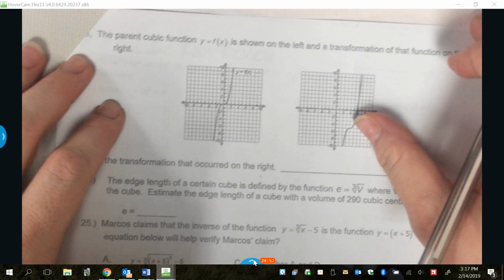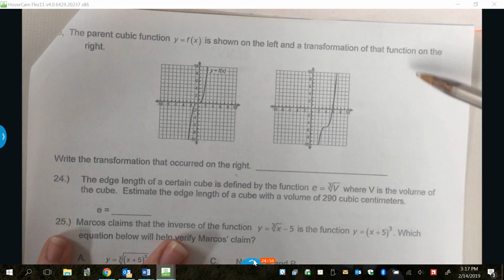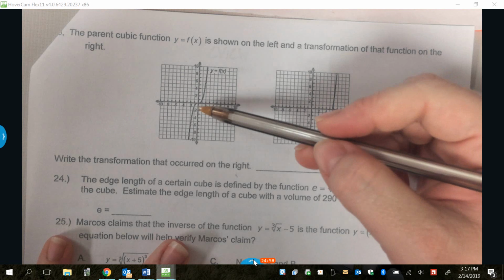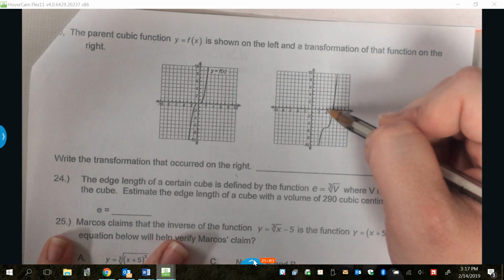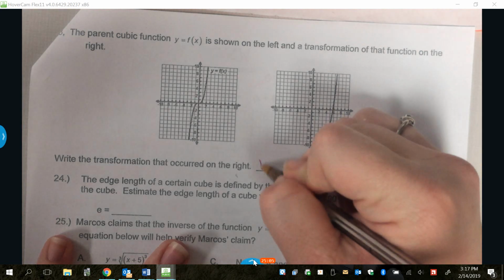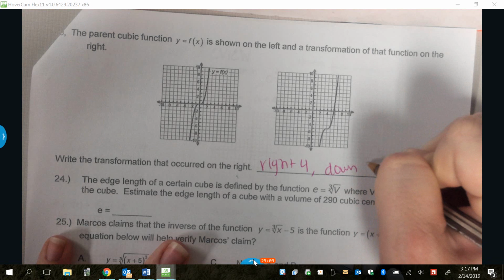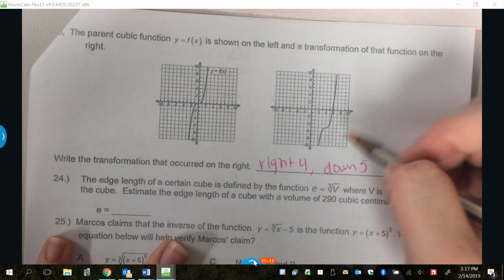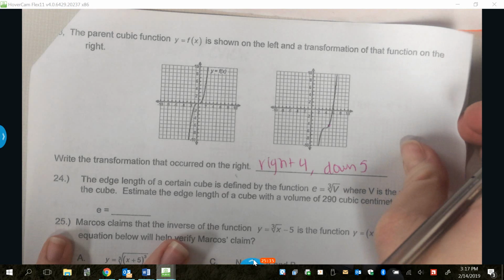So let's flip. Okay, last page. The parent cubic function here is shown on the left and the transformation of the function on the right. So really I just want to know from here to here, how did it change? So it went right 4, down 5. It did not reflect because they're both increasing, and it's up 1 over 1, so there's no expansion or compression. So that's all that it changed.